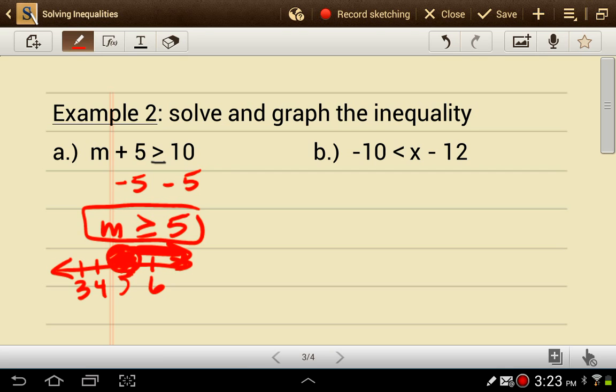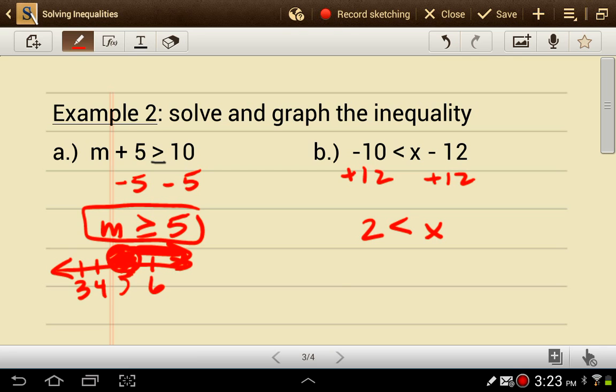Okay, for B, I have x's on the right side this time. So this time I have a minus 12, so I'm going to add 12. That's my addition property of equality. Negative 10 plus 12, they're different signs, so I add them together. That's 2. It's positive because I'm more positive than negative. So 2 is less than x.